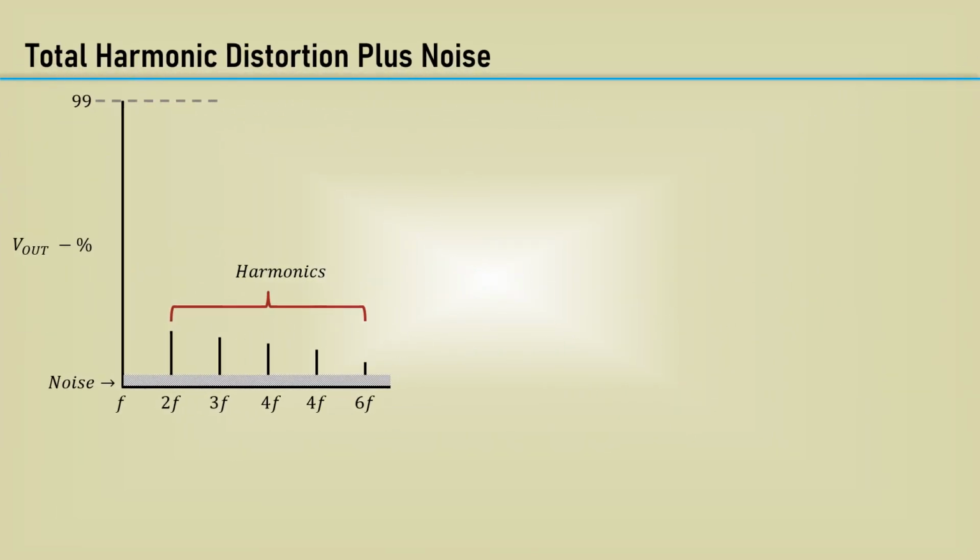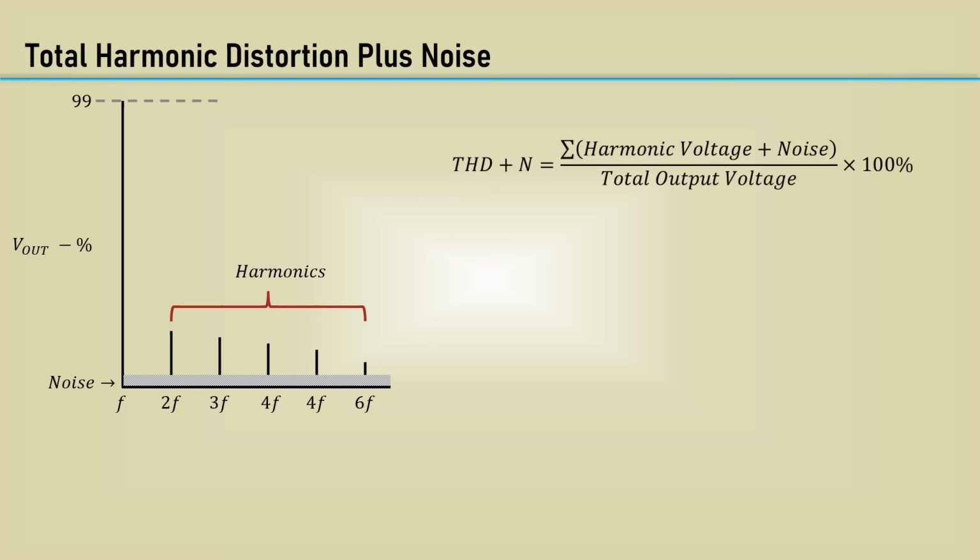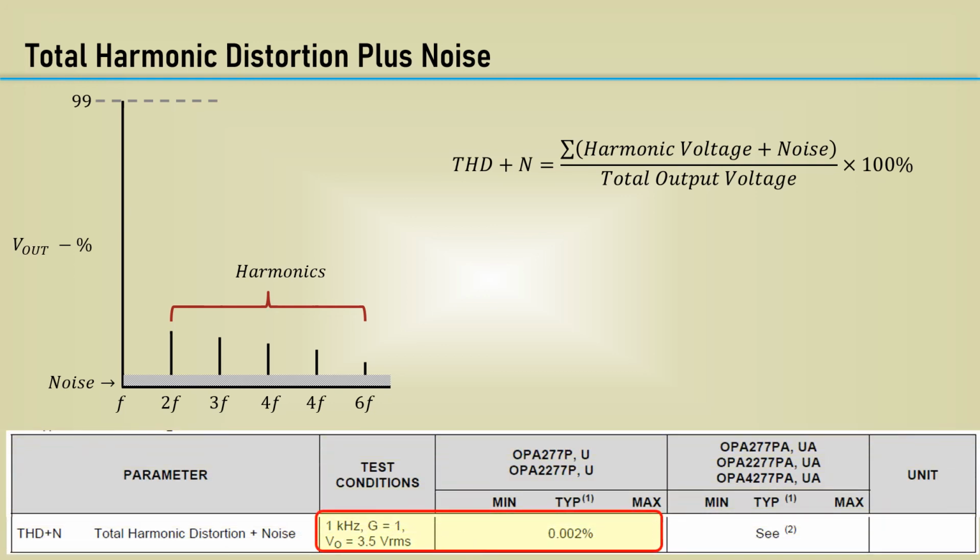Because of nonlinearities and noise sources within the op-amp, the output is never pure. Total harmonic distortion plus noise is the ratio of all other frequency components to the fundamental and is usually specified as a percentage. It's specified this way because it's a simple measurement. You just filter out the fundamental and the power left is all the harmonics and noise. Here's a typical spec of 0.002% under specific test conditions.